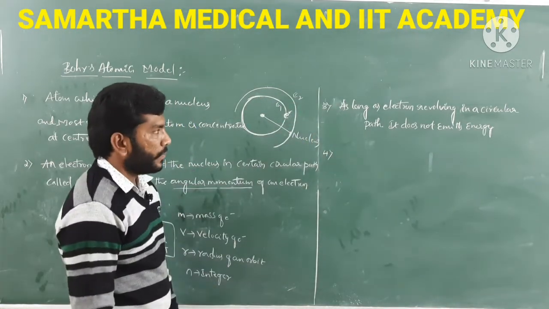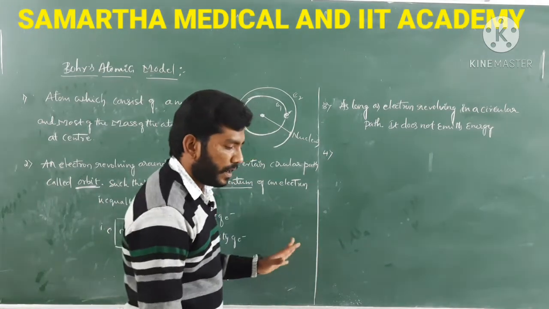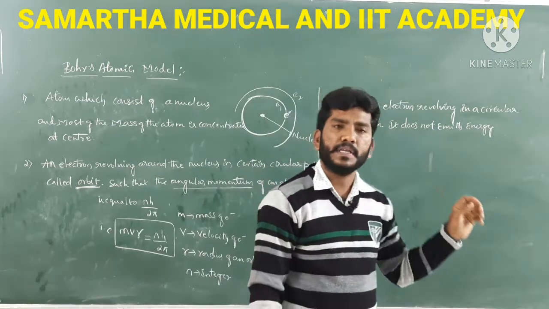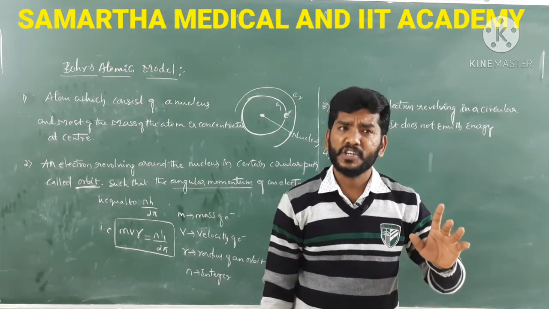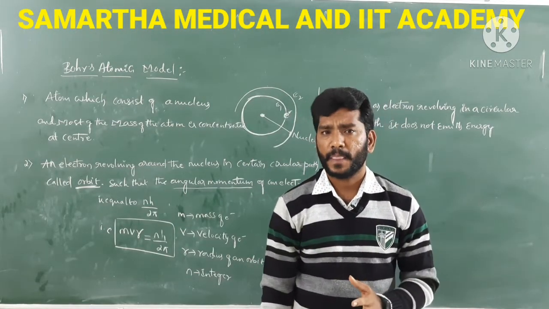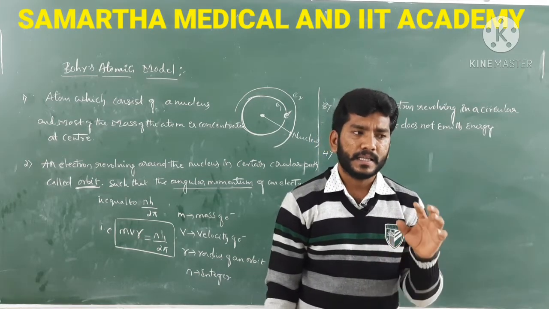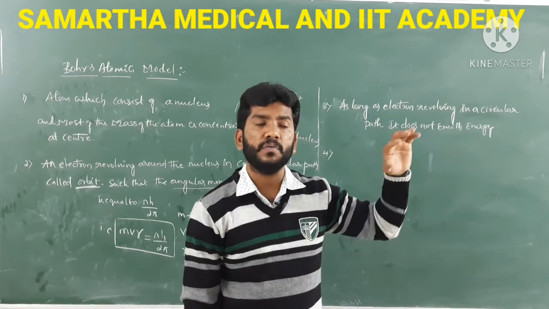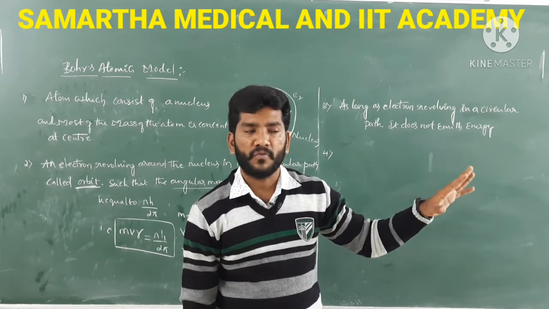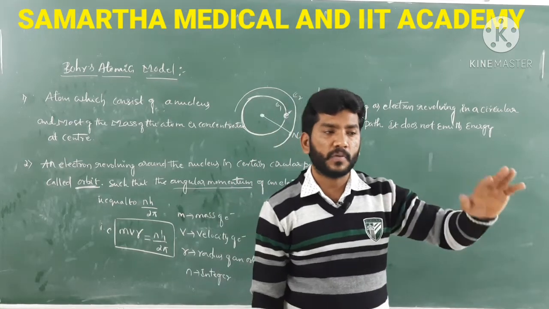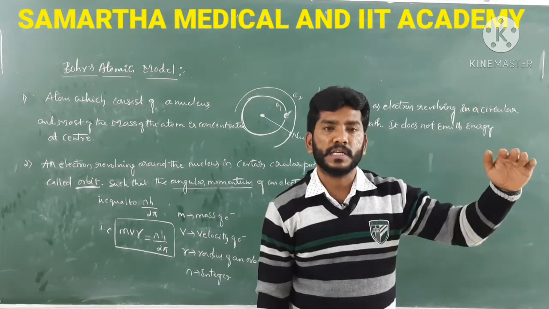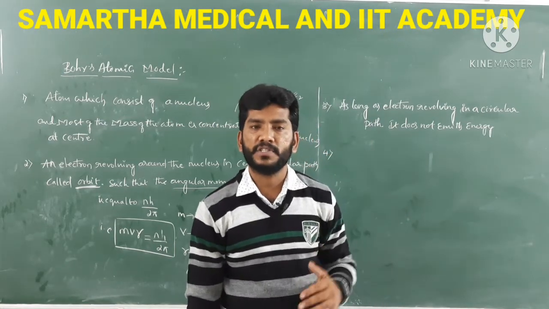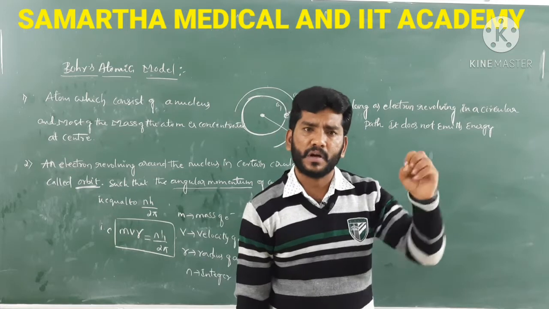We already know that the energy of an electron in a particular orbit is going to be constant, but we should know when the energy of the electron changes. Obviously the electron's energy changes when it makes a transition from one state to another, or from one energy level to another energy level. Then only its energy changes, either in absorption or in emission.